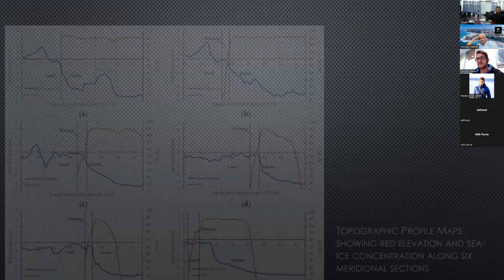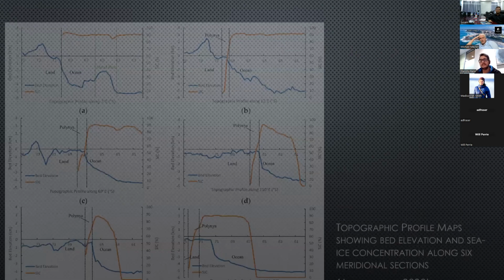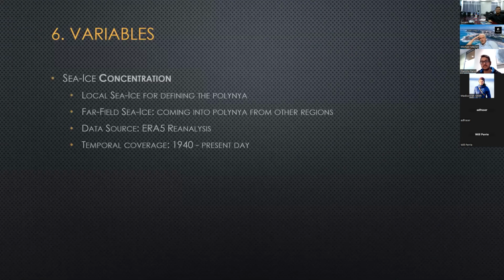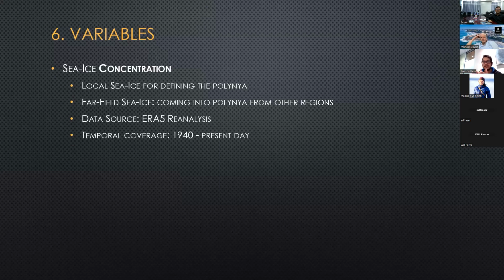So now the variables required for training the model are as follows. First is the sea ice concentration. It can be classified as local sea ice and far field sea ice, where far field sea ice is the sea ice coming into the polynya from other regions. Local sea ice will be used to define the polynya, and far field sea ice will be used in later stages to understand its impact on coastal polynyas. The data source for the sea ice concentration is ERA5 analysis, which has temporal coverage from 1942 to the present day.